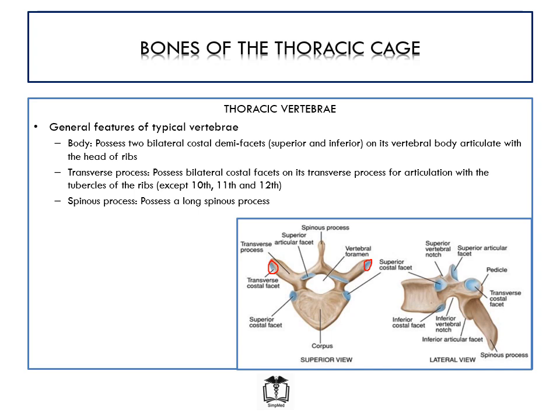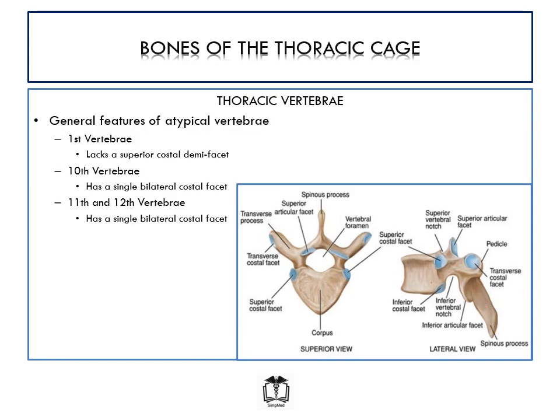And then finally, we have the spinous process of the thoracic vertebrae. We have a single spinous process of the vertebrae, and that spinous process tends to be a long spinous process as compared to spinous processes of the atypical vertebrae or other vertebrae in the body. So look at the spinous process of the vertebrae, extremely long, and it tends to be inclined more inferiorly. And these are unique features of the typical vertebrae as compared to the atypical vertebrae, which we'll talk about in the next slide. So what are the differences between the typical and atypical vertebrae?